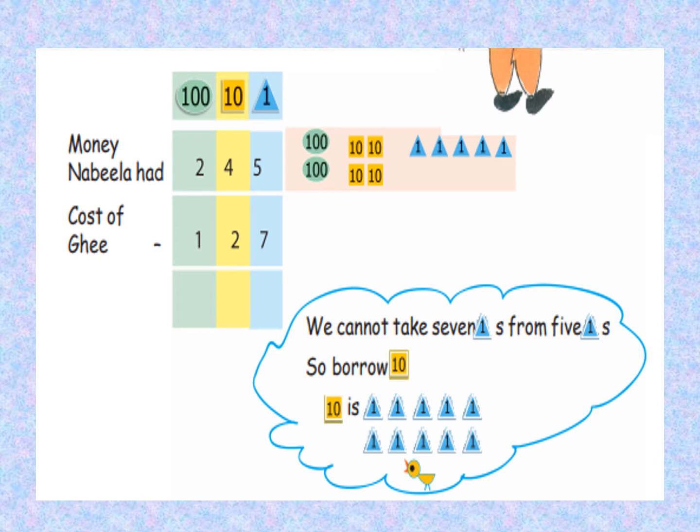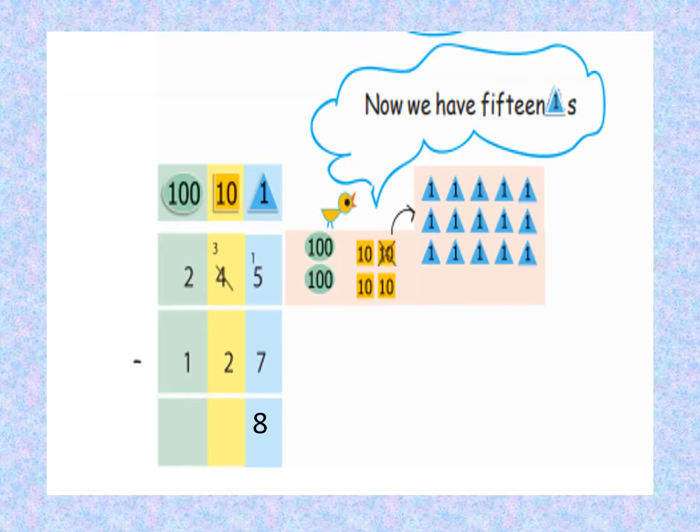We will begin at the ones place. We have 5 ones here. We will not be able to subtract 7 ones. So we will borrow 1 tens from the tens place. Now we will have 15 ones. We can easily subtract 7 ones and we will get remaining 8 ones. So we will write 8 in the ones place.